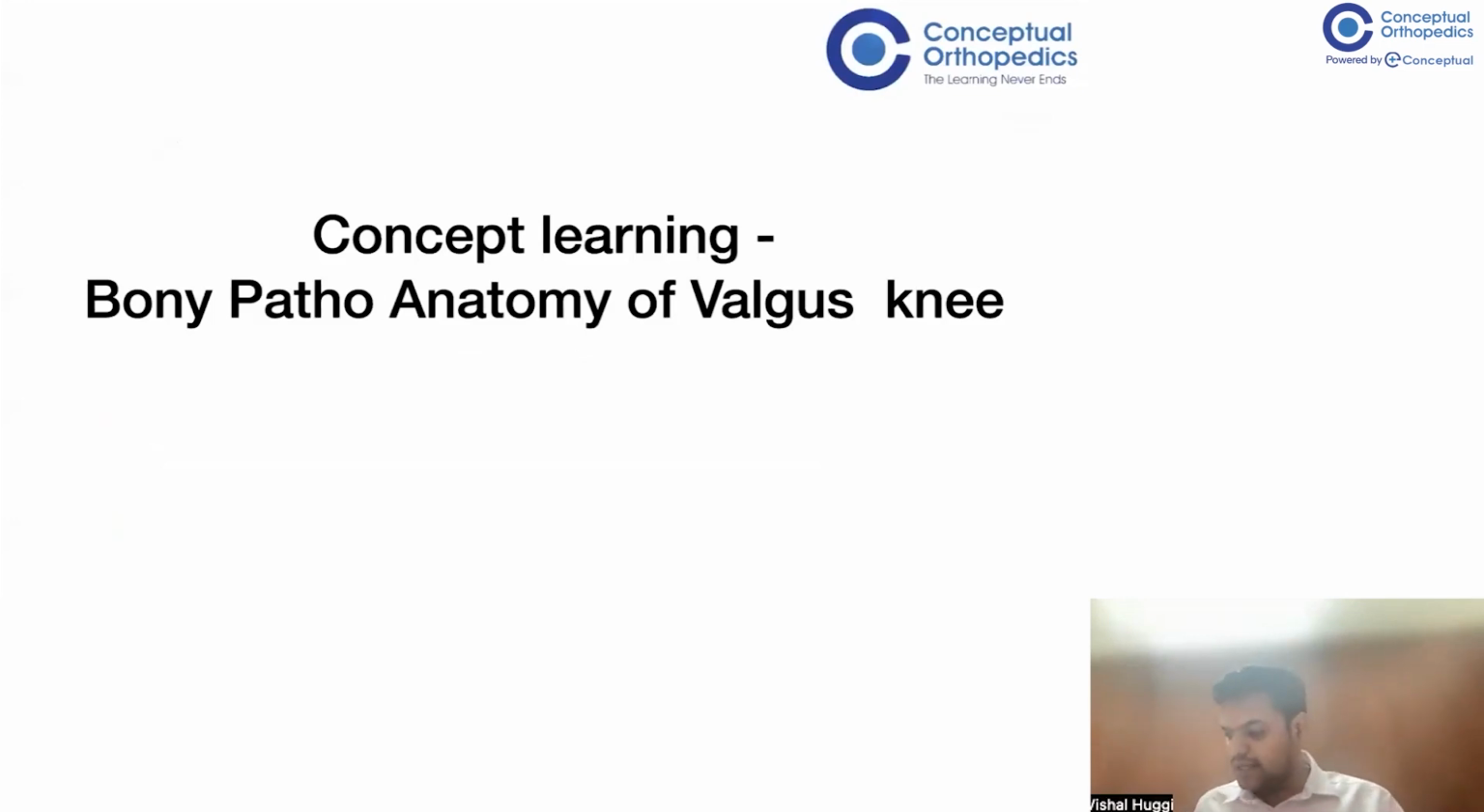So today's class, we'll be continuing with our concept learning series about arthroplasty. We have completed the hip, we are in the knee. We have completed enough basic concepts about the knee anatomy. Now we are moving on to the deformity. Last class, it was a real life class on varus knee. Today we'll be talking about the bony pathoanatomy of a valgus knee, and how a valgus knee is different from a varus knee.